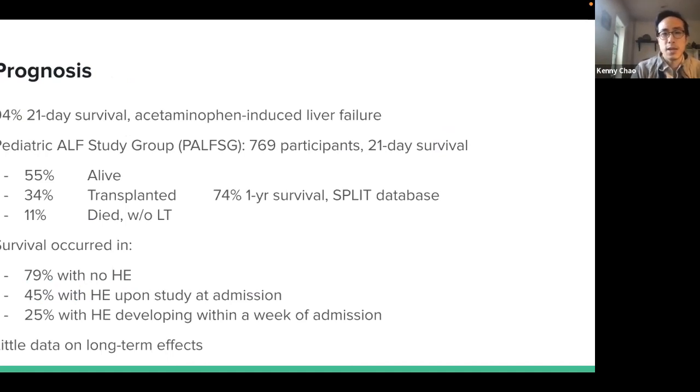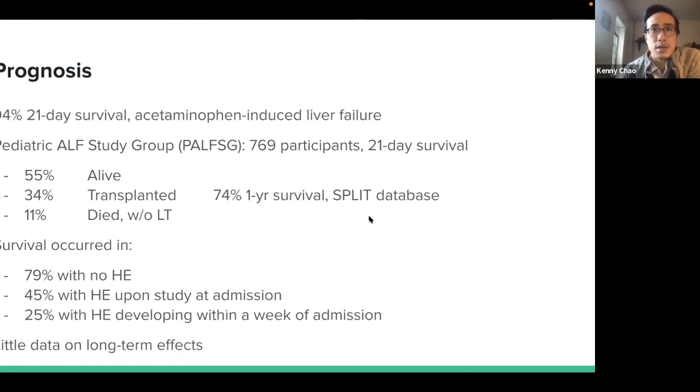there's a study group that had about 700 plus participants. About 55% of them survived, 11% mortality overall, and 34% were transplanted. For that study group, they didn't actually mention whether those transplant patients survived or not, but there's a database where all pediatric transplant patients are registered, and under this database, there's a 74% one-year survival for patients that received a liver transplant for pediatric acute liver failure.